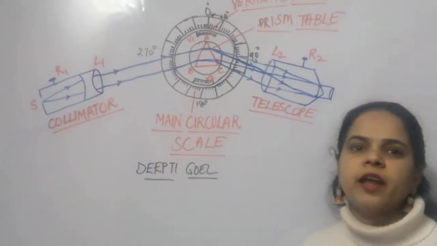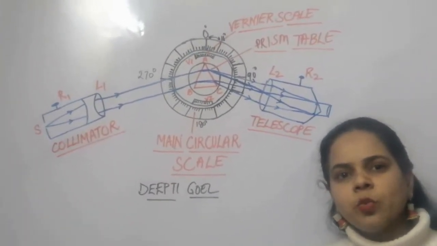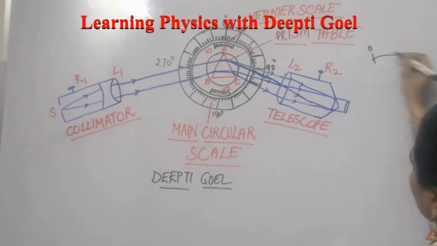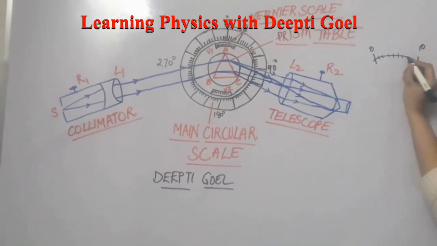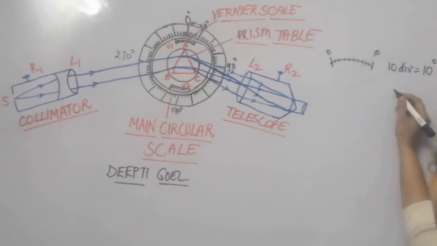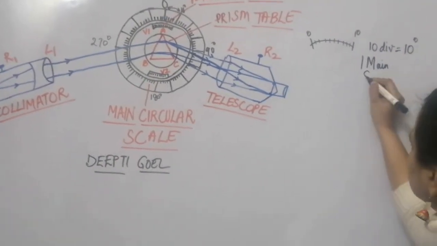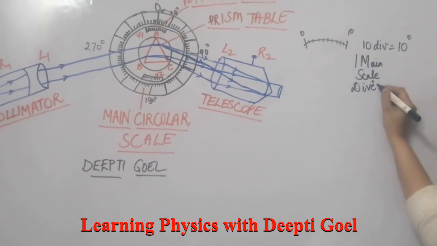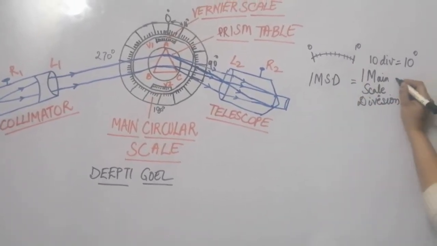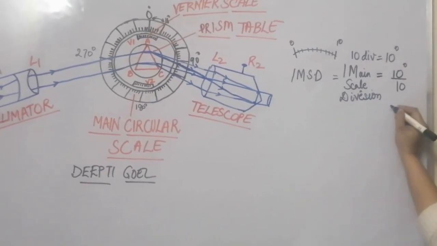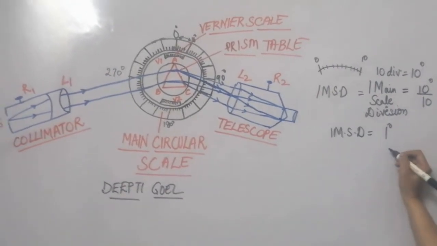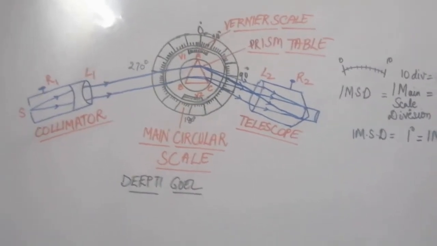In some spectrometers there are 10 divisions, in some there are 20 divisions, and in some there are even 30 divisions. If this is 0 to 10 degree, some spectrometers will have just 10 divisions. So 10 divisions will be equal to 10 degree, or we can say that one main scale division, which can also be called 1 MSD, will be equal to 10 degree by 10. So one main scale division will be equal to 1 degree, and since it is in degrees, we can also call it one main scale reading.